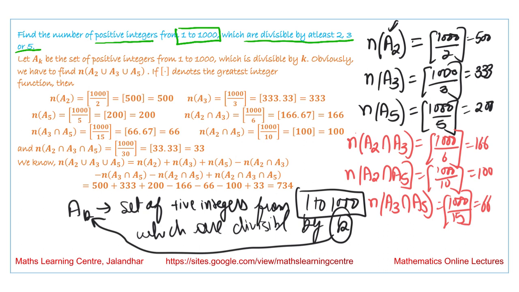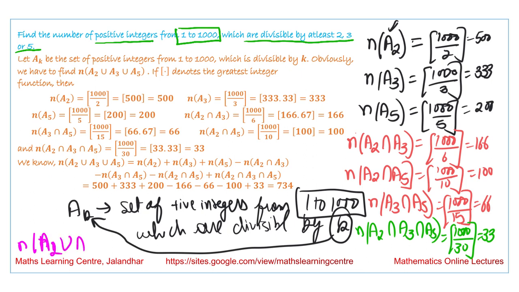And last, the number of elements which are divisible by 2, 3 and 5 will be equal to the greatest integer of 1000 divided by 30, and the answer we have is 33. Now, for the formula we are going to use, we require the number of elements which are divisible by at least one of these. So it is A2 union A3 union A5, this we have to calculate.